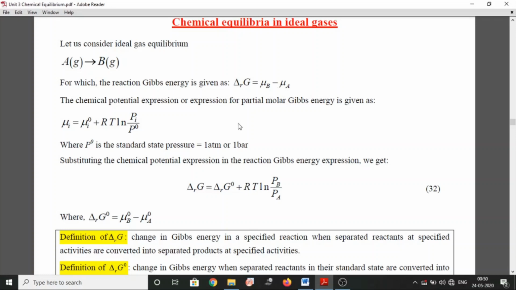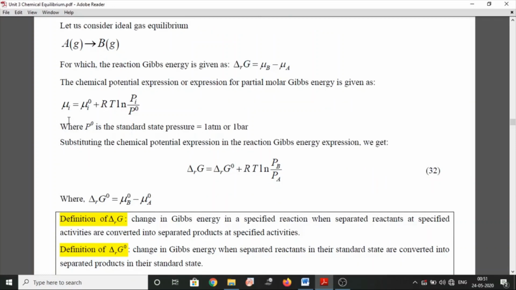Again, from the last classes we know the chemical potential expression, or partial molar Gibbs energy. The partial molar Gibbs energy is nothing but the same as chemical potential. The expression for the partial molar Gibbs energy, or chemical potential, of the ith species is given as mu i equal to mu i0 plus RT ln Pi by P0. Pi is the pressure of species i, and mu i0 is the standard state chemical potential. P0 is a reference state pressure, generally the standard state pressure, and its value is around 1 atmosphere or 1 bar.